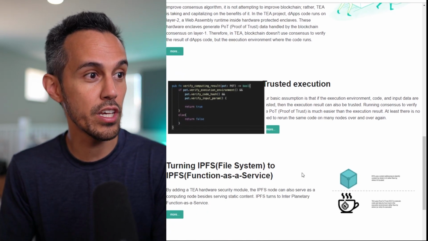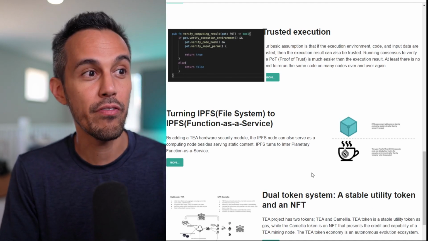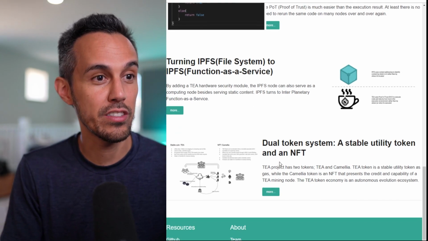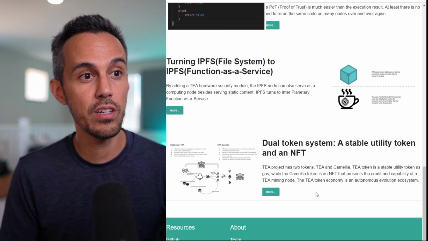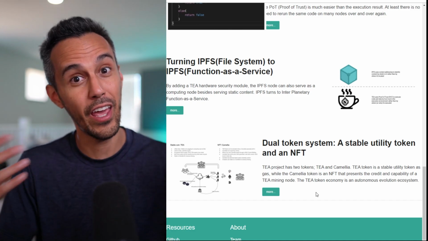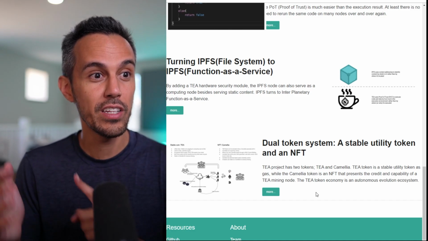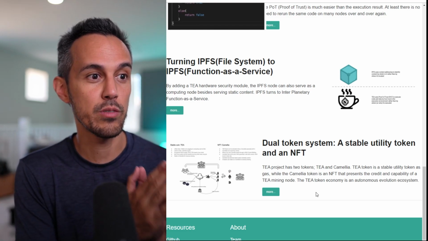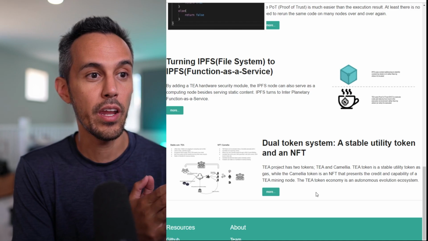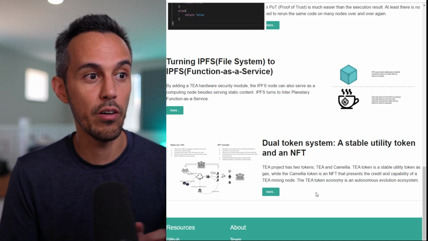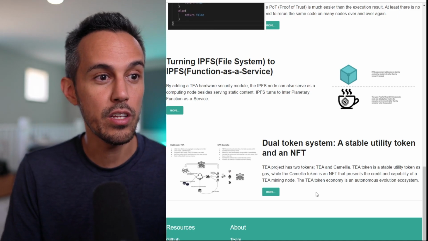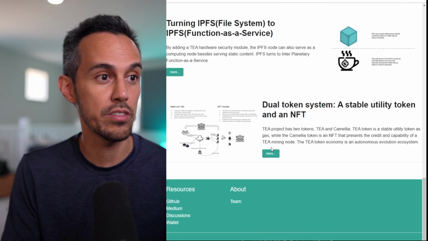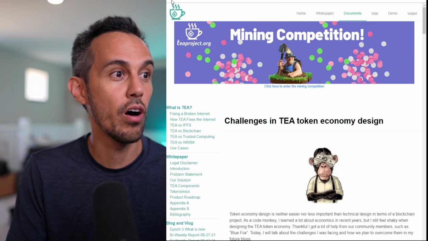Trusted execution, T IPFS, so file system, function as a service, the dual token system, a stable utility token, and an NFT. So it has 2 tokens, T and Camellia. T token is a stable utility token, while Camellia token is an NFT that represents the credit and capability of a T mining node. The T token economy is an autonomous evolution ecosystem. So we're going to go over all that today.